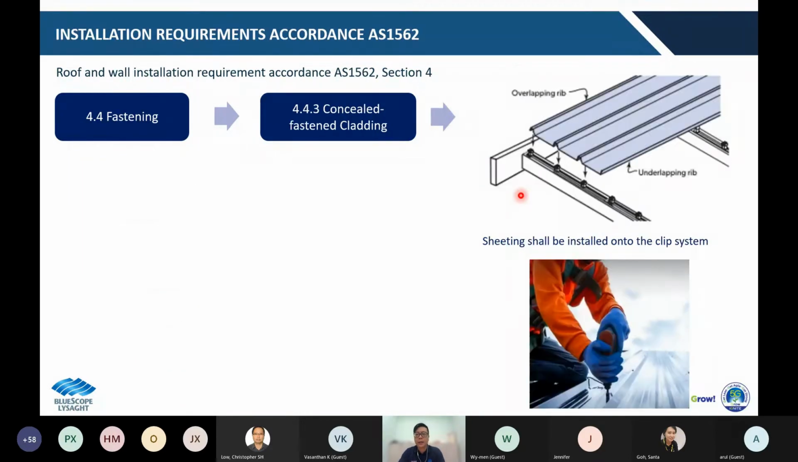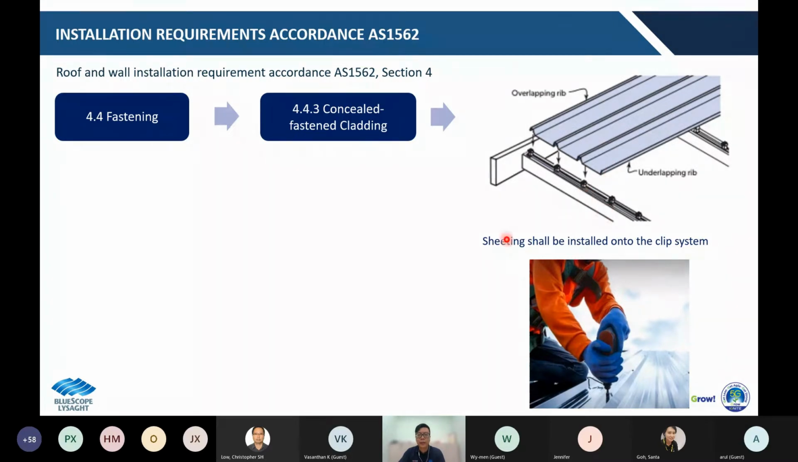Okay, regarding the clause 4.4.3 about the concealed fastener cladding, the standard just gives a very simple suggestion that the sheeting of the concealed fixed profile must be installed onto the clip system, but not screw fixed. So in other words, let's say for example, like Clip Optima, we are using the clip to engage the sheeting to the support. So whatever cladding that's secured onto the support structurally, you must use the clip system. You cannot screw fix it.